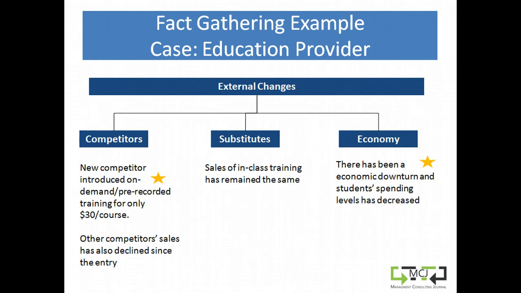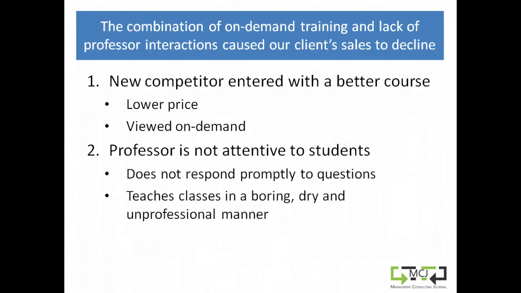So from the information that we gathered from these two slides, we can conclude that the combination of on-demand training and lack of professor interactions caused our client's sales to decline. So first is the new competitor entering into the market at a lower price, and their courses can be viewed on demand as well. And the second thing is that our professors are not very attentive to the students, so they do not respond to questions on time. They take calls during class hours, and their classes are just boring, dry. So the students are not very happy with it.